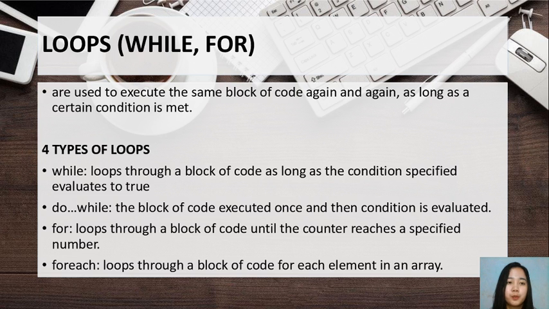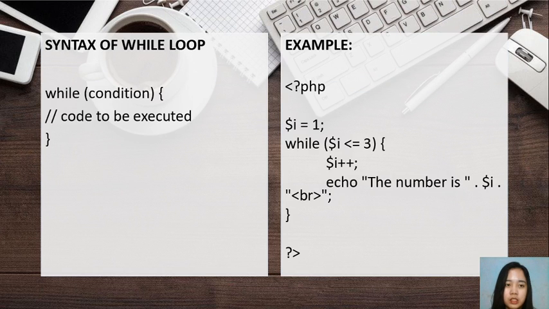Next, loops, while and for. So, loops are used to execute the same block of code again and again as long as a certain condition is met. So, there are 4 types of loops. First is the while loop. A while loop executes a block of code as long as the condition specified evaluates to true. What is the syntax of the while loop?